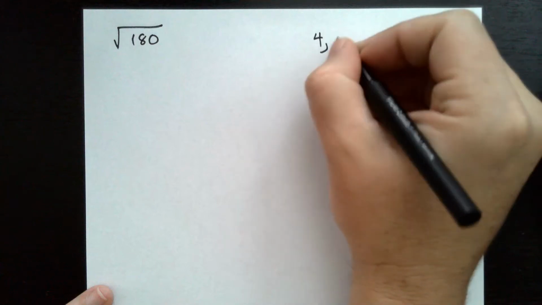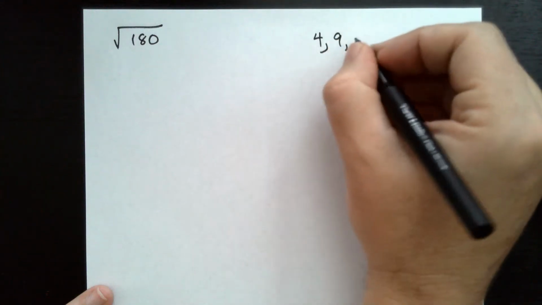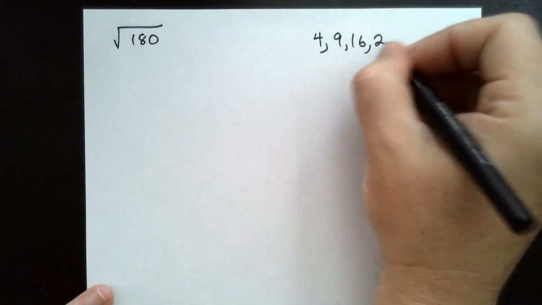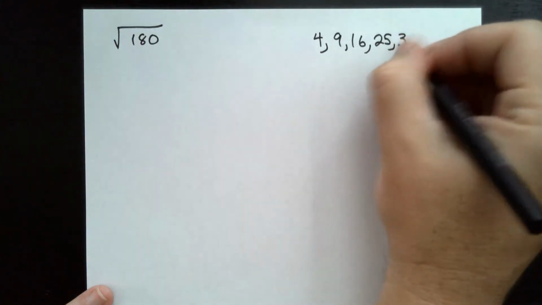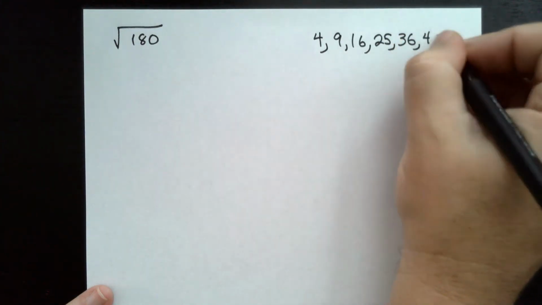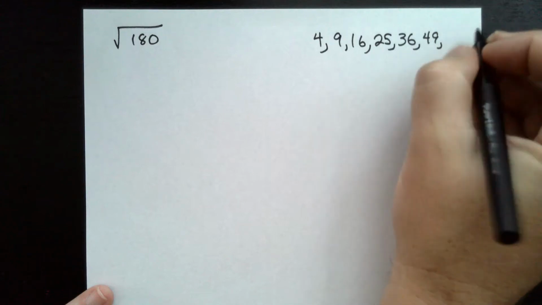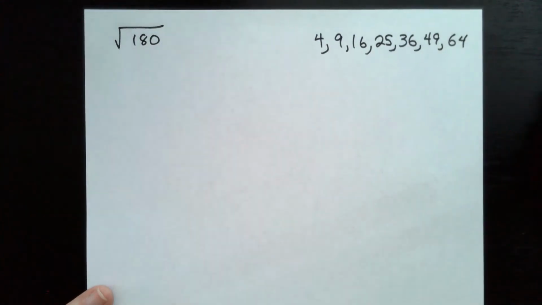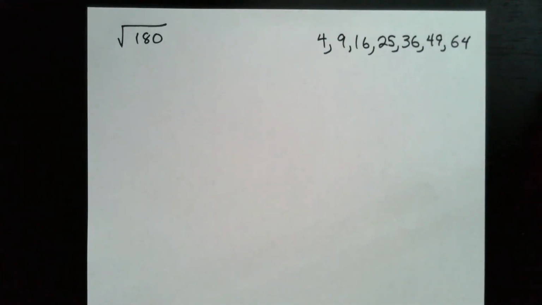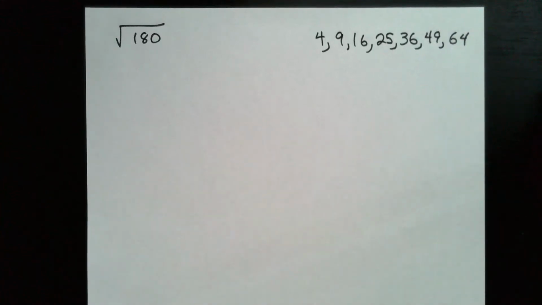4, that's 2 squared, 9 is 3 squared, 16 is 4 squared, 25 is 5 squared, 36 is 6 squared, 49 is 7 squared, 64 is 8 squared, and we could keep going, but we probably won't need to in this video. But your square numbers keep getting bigger and bigger.